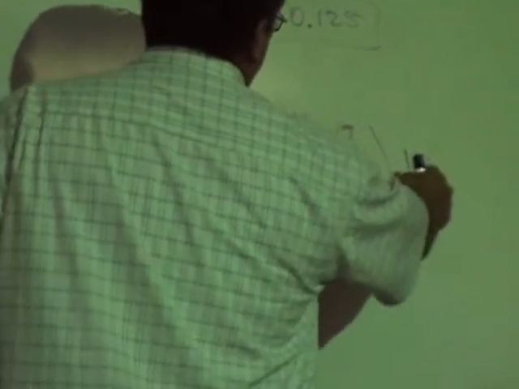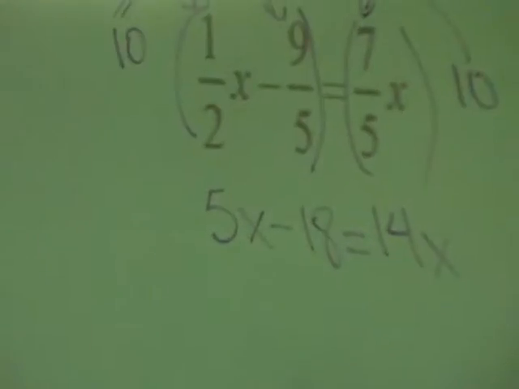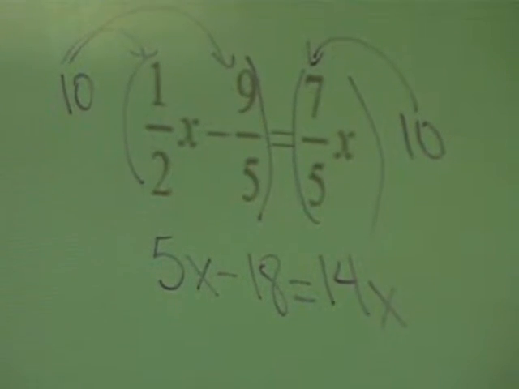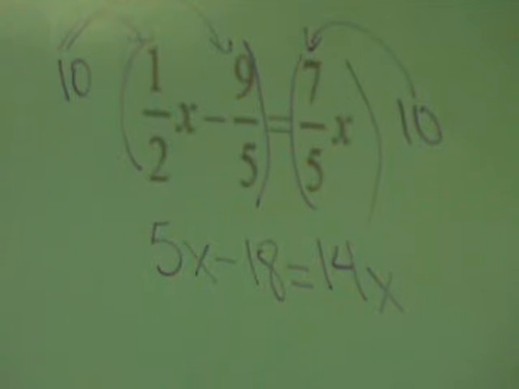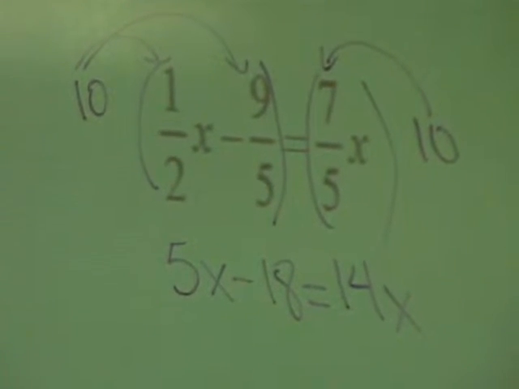Equals. That's how I keep my equal sign lined up. 5 goes into 10 2 times 7, 14x. All right, and now I have a much friendlier equation. There are no like terms that I need to combine on the left side, no parentheses anymore, no fractions. That's why we multiply both sides of the equation by 10.